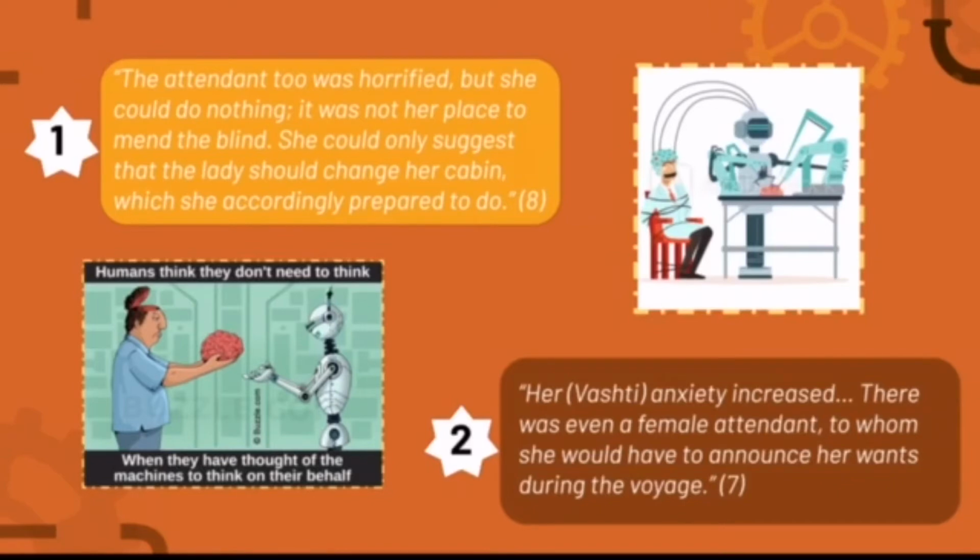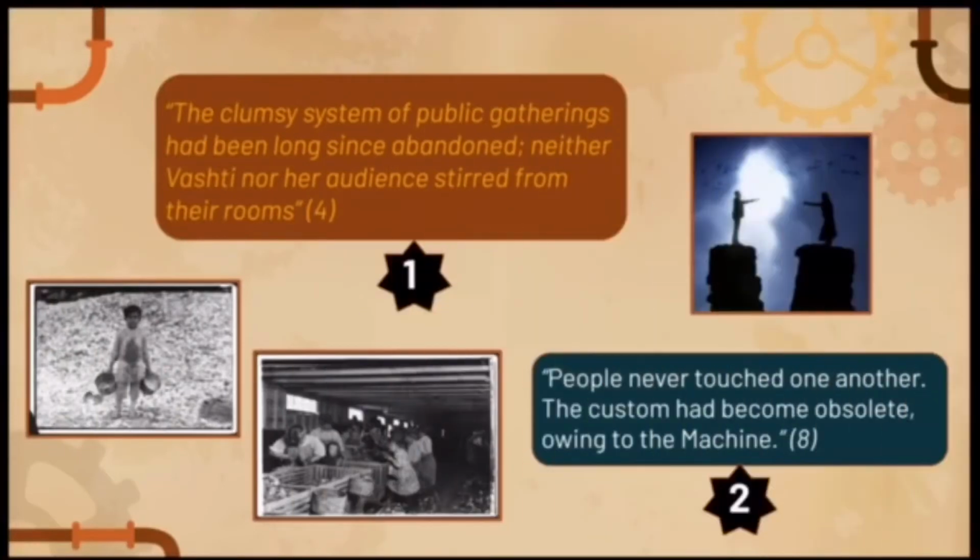Similarly, the second quote, which also takes place in the airship, proves that the machine has stripped humans of their natural behavior to the point where Vashti gets anxious of the idea of expressing her needs to another person. Both quotes are contradictory to what human life was like in the 1900s. Both quotes involve similar meaning.